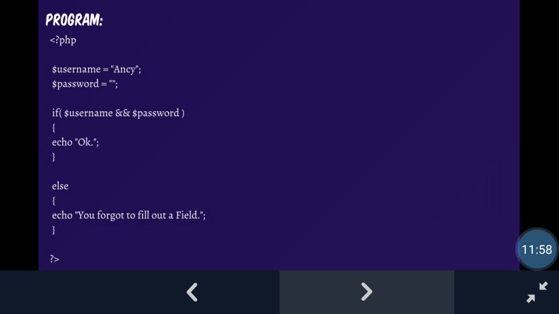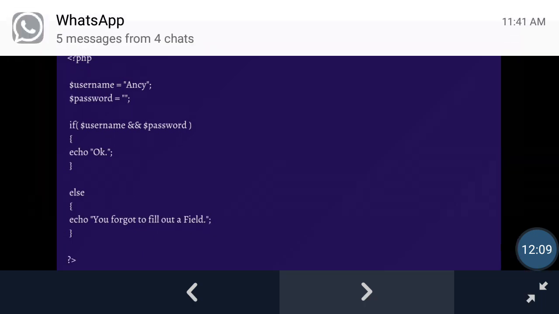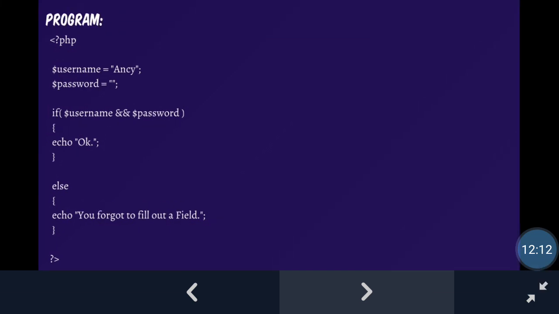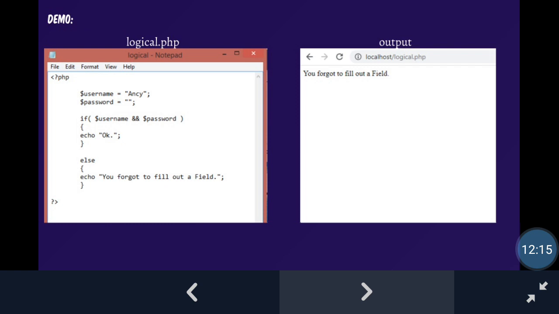So here, it will be checking my username whether it is present. So it is present. And it will also be checking my password, but it is not present. So the output will be echo, you forgot to fill out the field, because we are using the AND operator, which needs two statements or conditions to be true. So let us see the example now. For the demo purpose, I have created the same program using Notepad and saved as logical.php into the htdocs folder. Later, going to the browser, I have executed the logical.php file. What do I get on the screen? You forgot to fill out a field. This is because you can see on the screen that my password is missing.